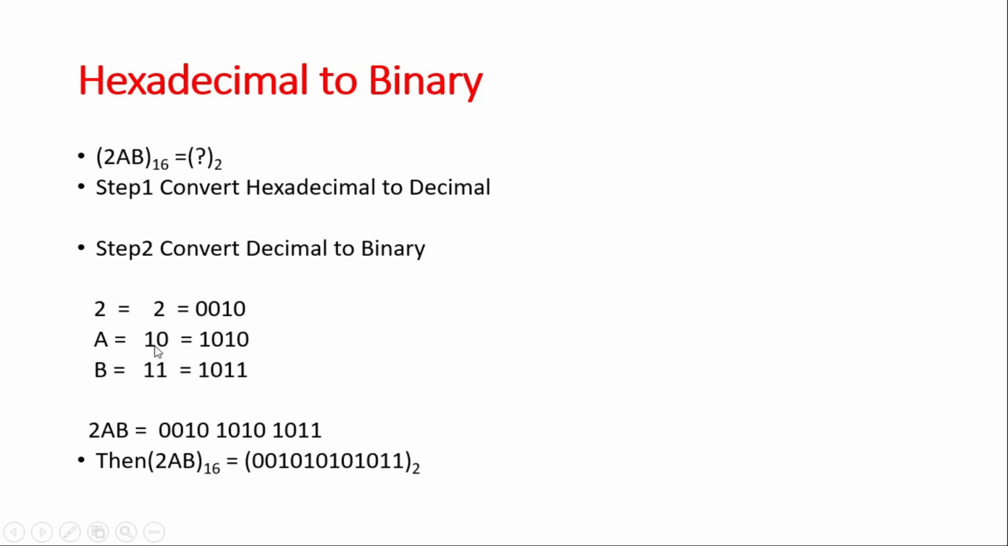A is equal to 10 in hexadecimal to decimal, B is equal to 11. So 2's binary number is this, 10's binary number is this, and 11's binary number is this. So our hexadecimal number is this, and our hexadecimal converts to the binary number 0 0 1 0 1 0 1 0 1 0 1 1.